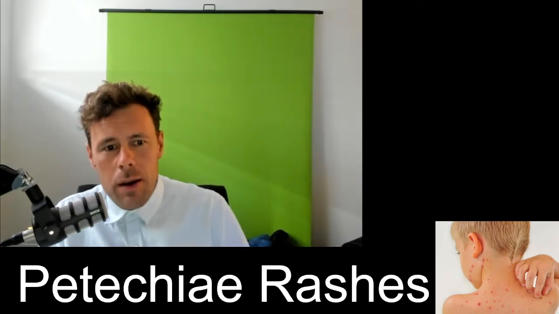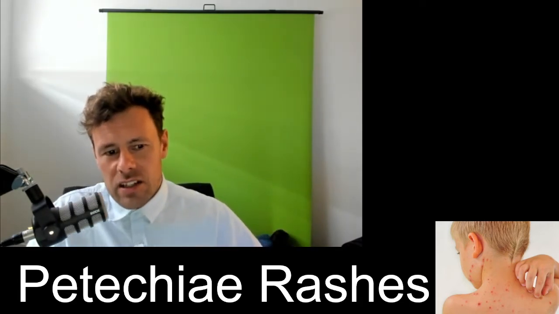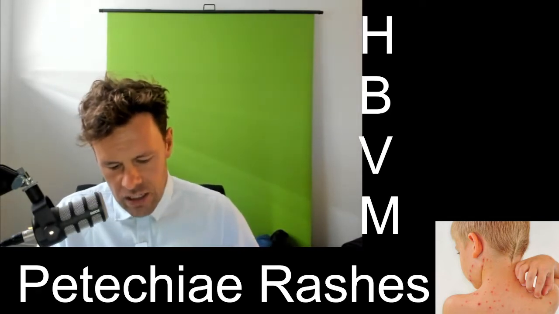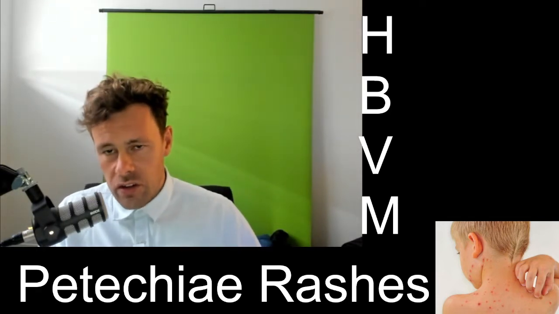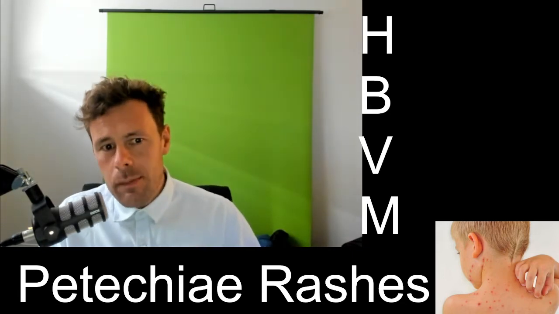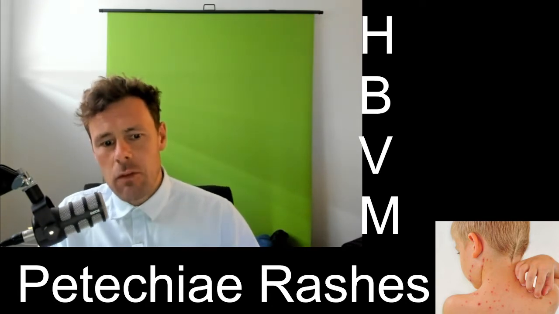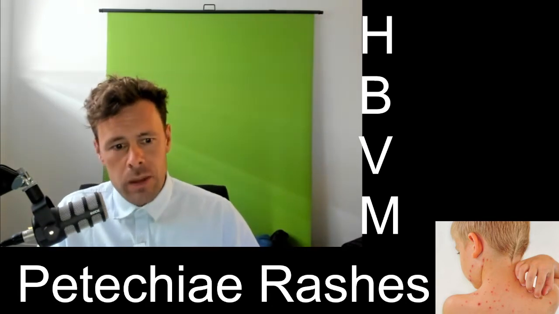Now, if you want to remember petechial rashes and you really want to hone in, there's a little acronym I use. It's helped me as a clinician to remember them. I remember HBVM, or huge BVM. That's the best way I remember it. So H is going to be your hematological causes. B is going to be your bacterial causes. V is going to be your viral causes. And M is going to be your mechanical causes of petechiae or purpuric rashes.